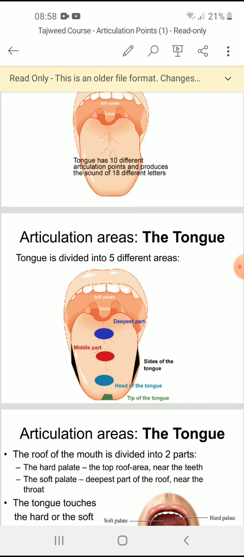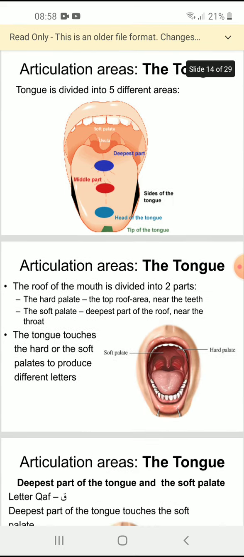We are moving from back. We are already starting from the throat, so we will start from the back. Today we are taking the special area, which is the deepest part of the tongue. And we will see what are the letters produced from there. Bismillah.